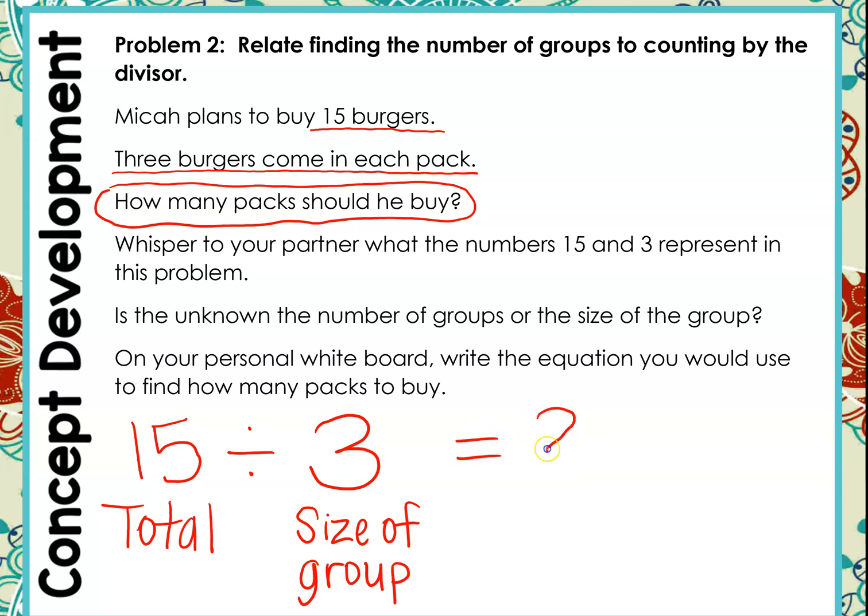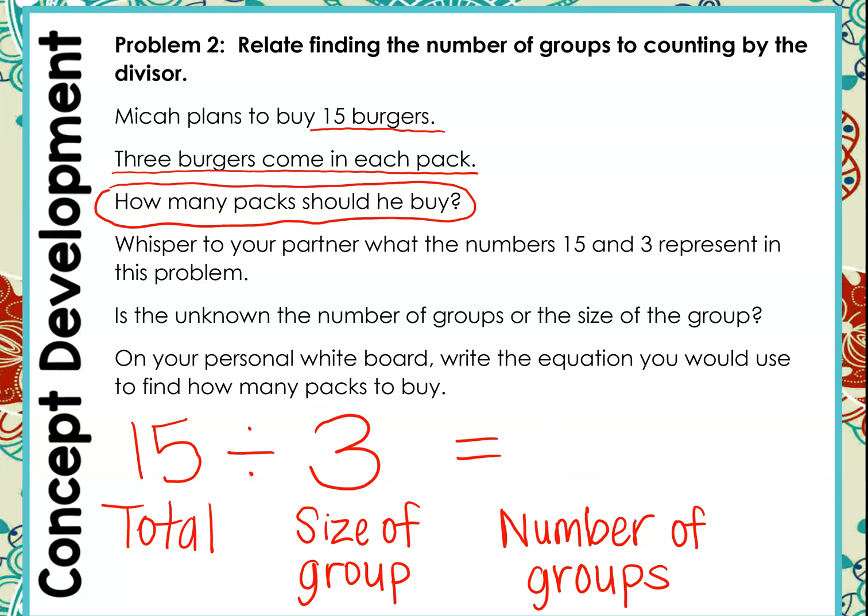So what are we trying to solve for? So we're trying to solve for how many packs he should buy. So that would represent the number of groups. We know that there's 3 in each group, but we don't know the number of groups. We don't know how many packs he has to buy. Okay, so we're trying to solve for the number of groups.